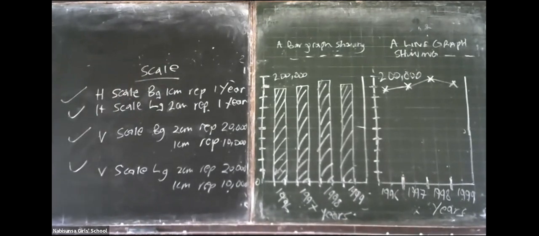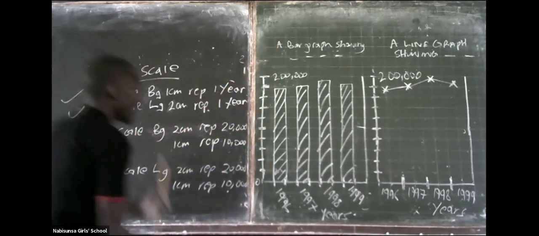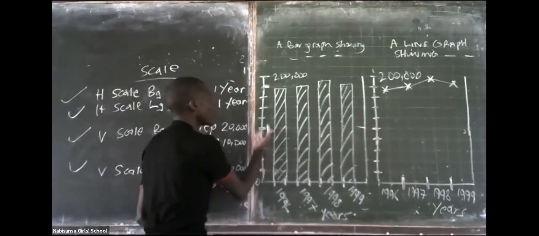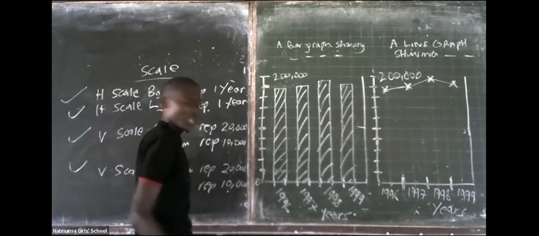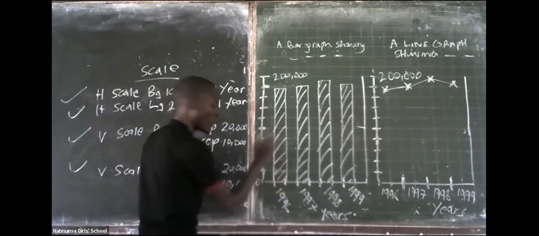Teacher, I have a question. Yes. Teacher, on the horizontal scale, if I say 2 centimeters represent 1 year, is it wrong for the bar graph? Yeah, it's wrong. Why? Because in this space there is no information. Information is only in the space of 1 centimeter.